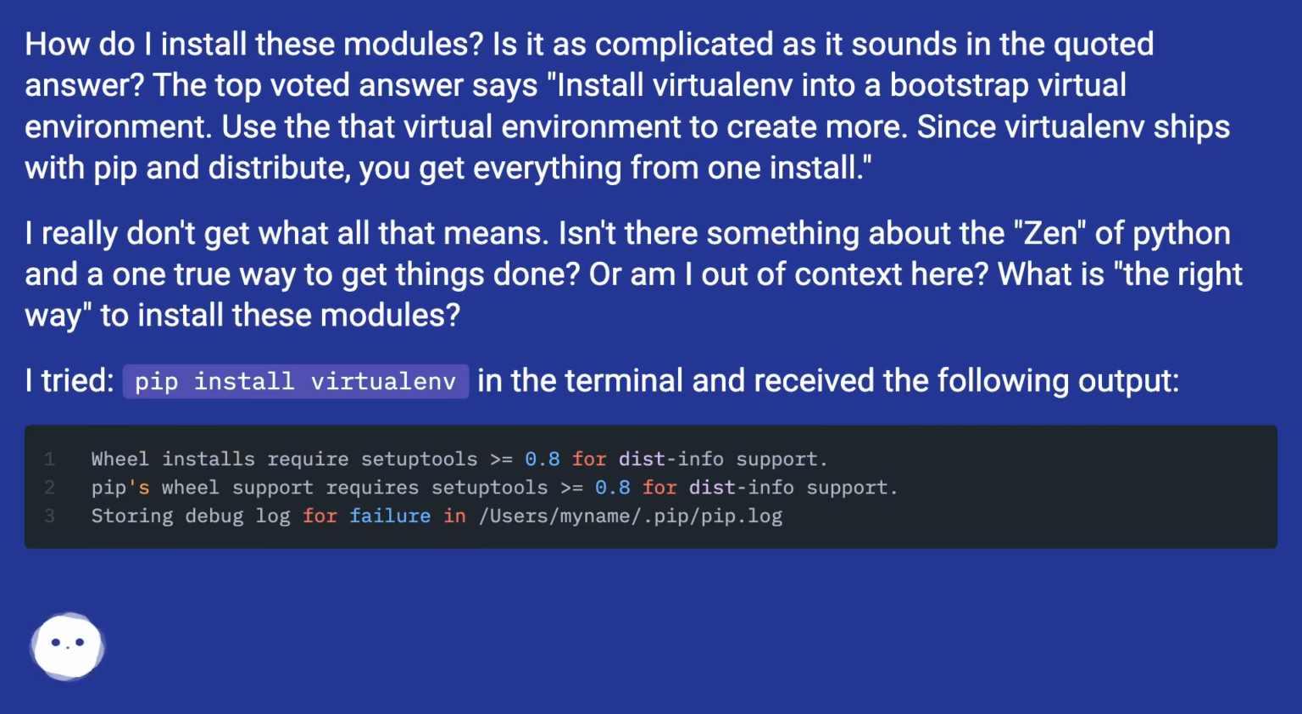Isn't there something about the Zen of Python and a one true way to get things done? Or am I out of context here? What is the right way to install these modules? I tried pip install virtualenv in the terminal and received the following output. I'm using a Mac and Python 2.7.